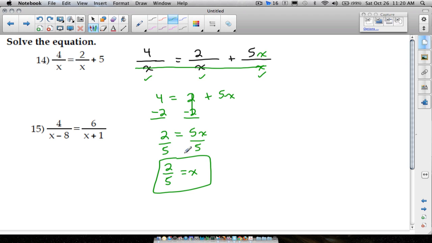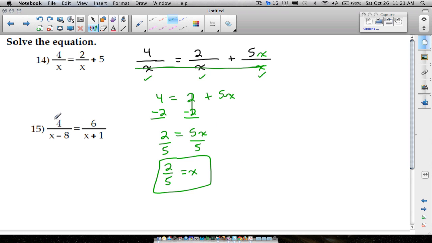Final answer. Tell you what, we're going to solve both of these problems, and then we've got to check these. Now, I'm going to go ahead and tell you that this one works. We'll have some examples, hopefully, where the answer doesn't work, and we'll come back and check both of these when we're done solving. So let's go and do 15.